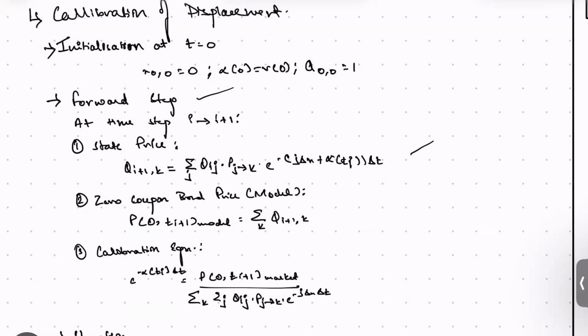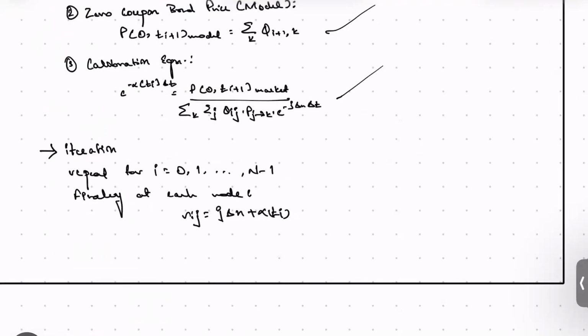The price of a zero coupon bond maturing at time t(i+1), as implied by the tree, is the sum of all state prices at that time step. P(0,t(i+1)) of the model is equal to the sum over k of Q(i+1,k). The model price must match the price observed in the market. The only unknown in the calculation of the state prices Q(i+1,k) is the displacement alpha(ti). We can therefore solve the equation for the unknown alpha(ti), which simplifies to this, allowing for a direct solution of alpha(ti). This process is repeated for i equals 0, 1, 2, and so on till n minus 1, moving forward through the tree until all the displacements alpha(ti) have been found.